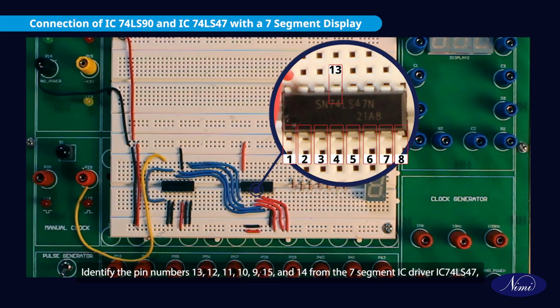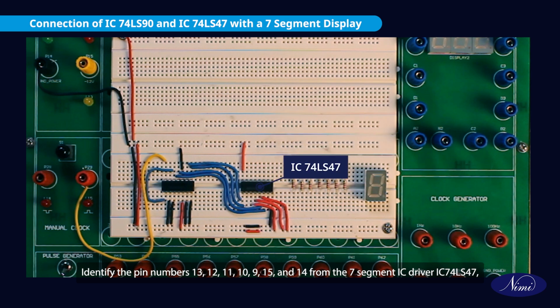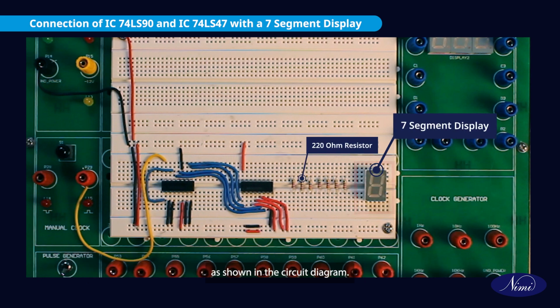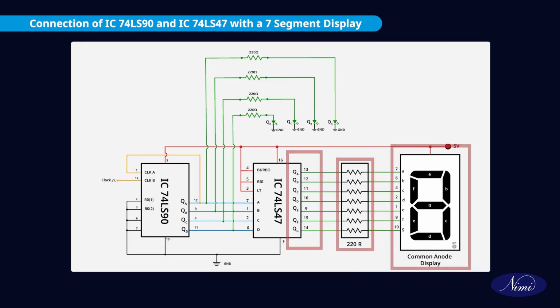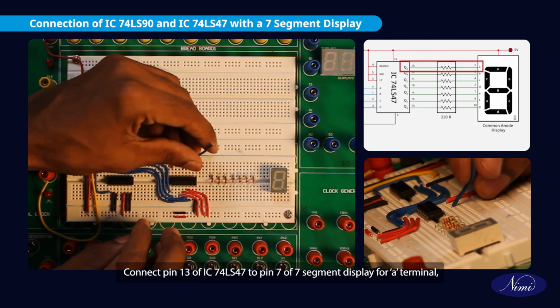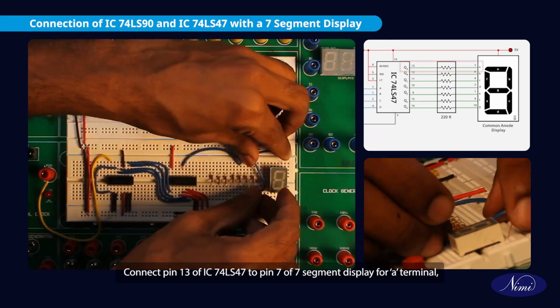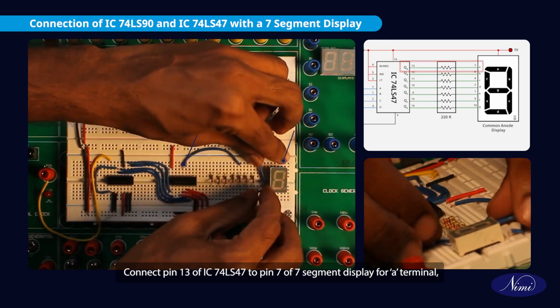Identify the pin numbers 13, 12, 11, 10, 9, 15 and 14 from the 7-segment IC driver IC74LS47 that is used to connect the output to the 7-segment display through 220 ohm resistors as shown in the circuit diagram. Connect pin 13 of IC74LS47 to pin 7 of 7-segment display for A terminal.